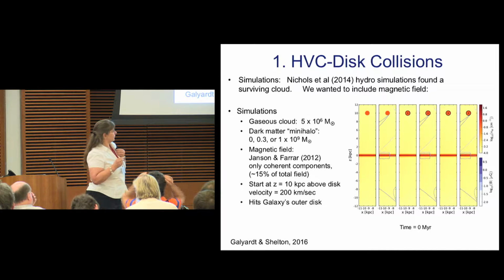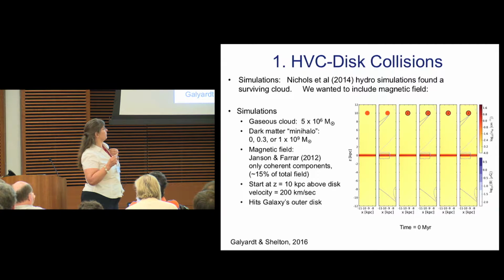So we have 6 simulations here. These all have the same baryonic cloud of 5 million solar masses. So these 2 are cloud only. These 4 have dark matter.